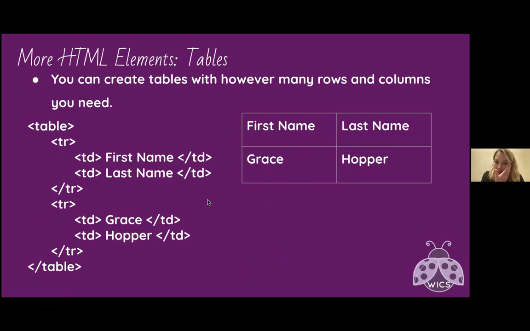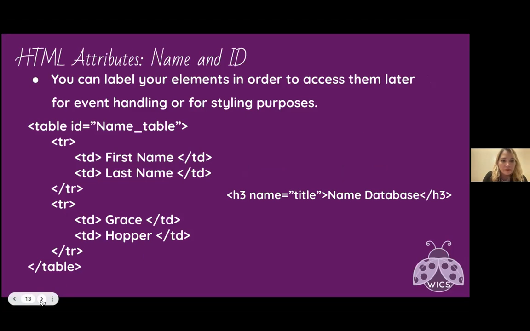Tables. So you can create tables with however many rows and columns you need. Here you would open the table with the opening table element. You close it at the bottom, and then you nest your rows and then your table data. So this is table row. You see our first row here and then the table data. So this is row 1, first name, last name, table data, table row 2, Grace Hopper. It's pretty easy once you get used to looking at it.